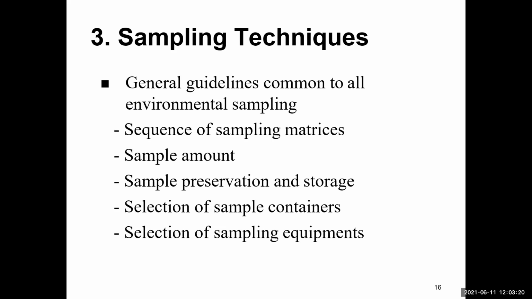First, the sequence of sampling: the sampling matrix, sample amount, sample preservation and storage. How to store the sample? How much sample amount? Selection of sample containers: which type of sample container depends on the size. Selection of the sampling equipment: what equipment, and how to collect the sample with which equipment. This is the sampling technique, the general guidelines.